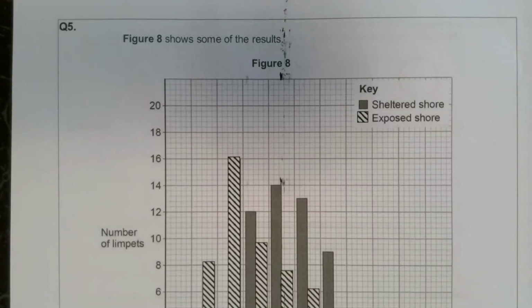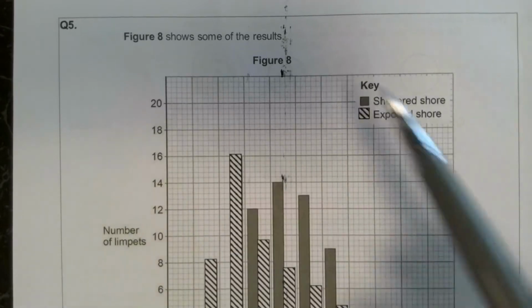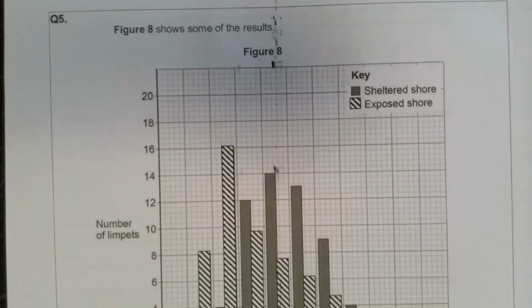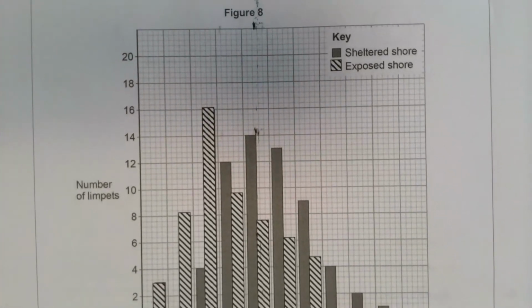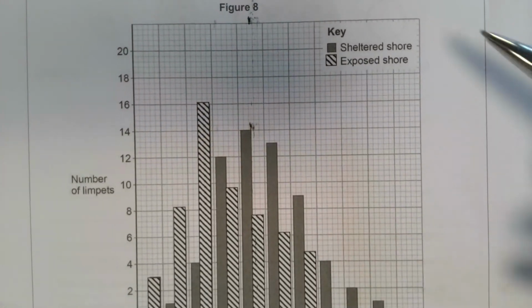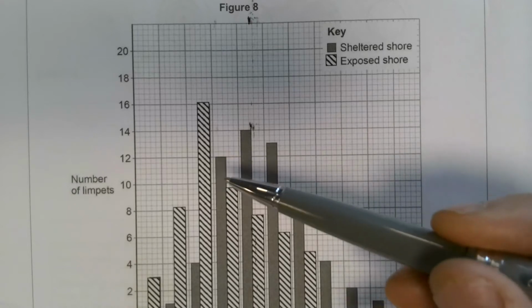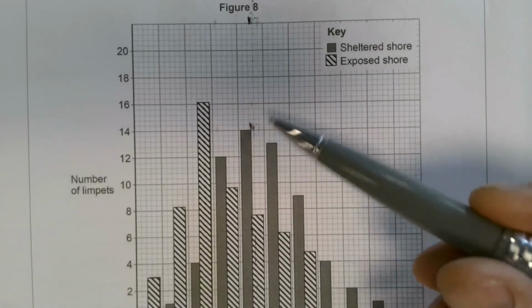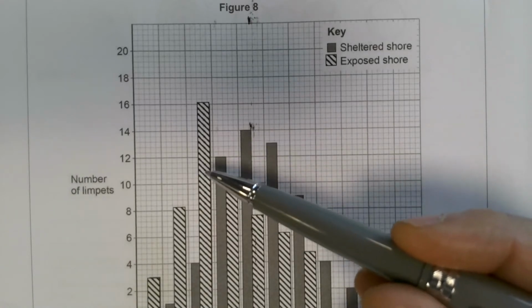Okay, so here's another type of comparing graph questions. So let's have a look. Figure 8 shows some of the results. It doesn't really matter what the results are particularly. I've got sheltered shore, which is this one here, so sheltered shore SS, and exposed shore, which is the hash line there.